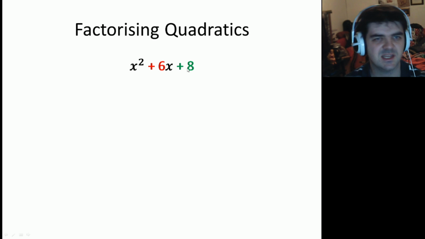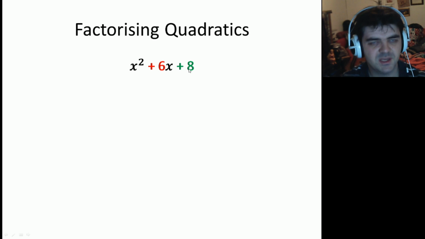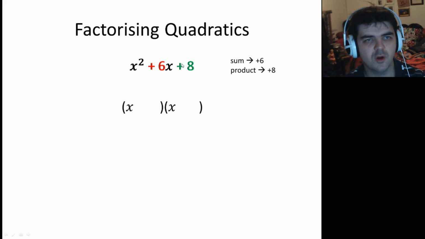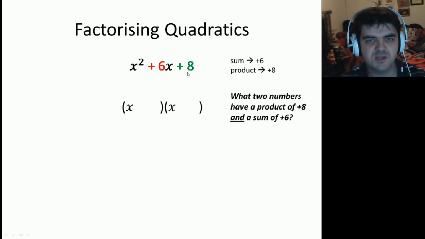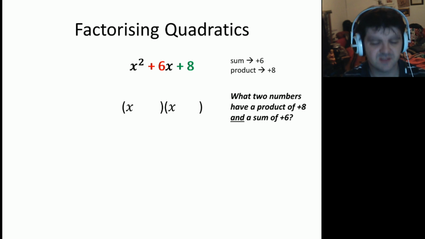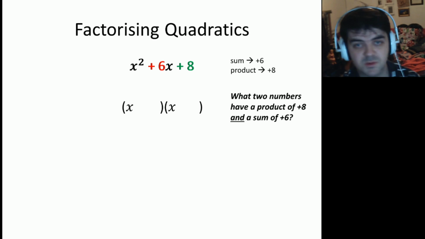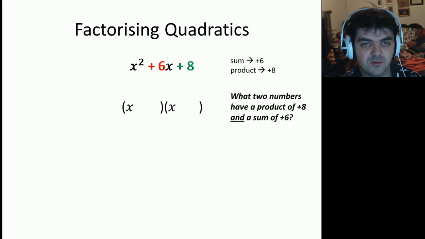And the 6 and the 8 are important because when we're working it out, this informs us what all of the numbers will be. So if it's x squared at the start, it's going to be x and x. And we're looking in this case for two numbers whose sum is 6 and whose product is 8. So what two numbers have a product of 8 and a sum of 6? Product means multiply together. What two numbers multiply together to give you 8? What two numbers add together to give you 6?